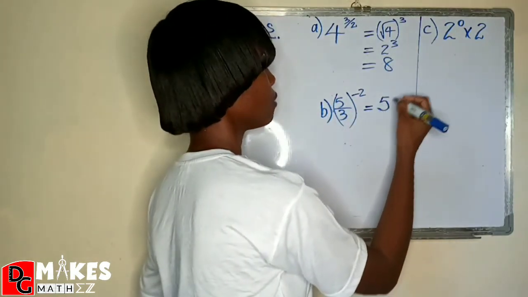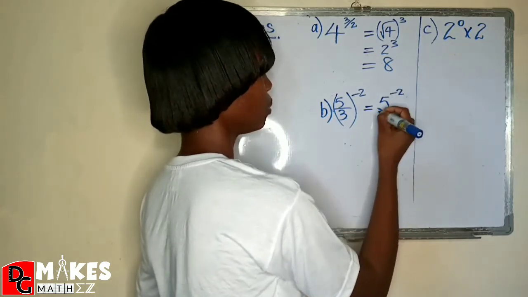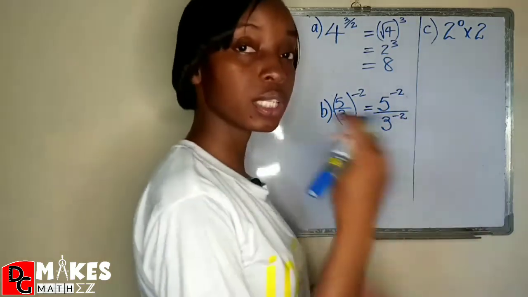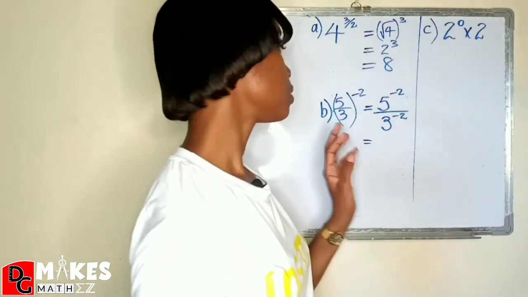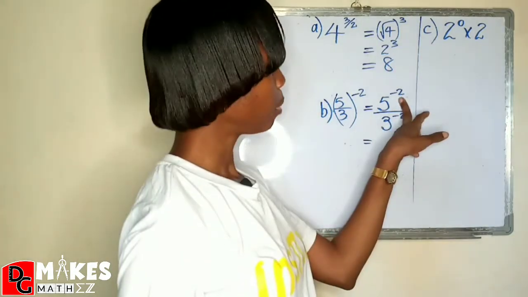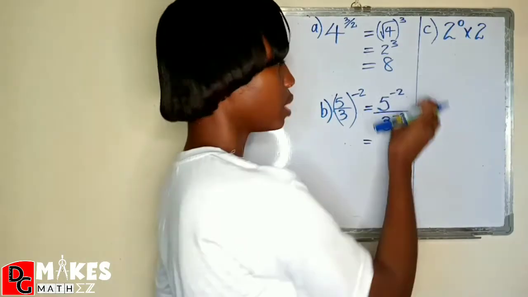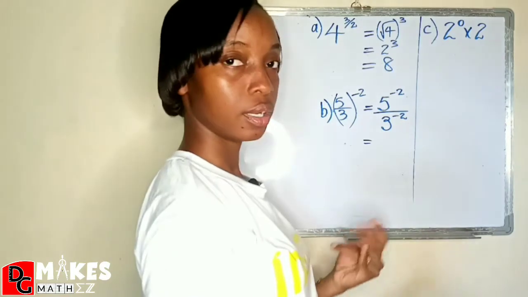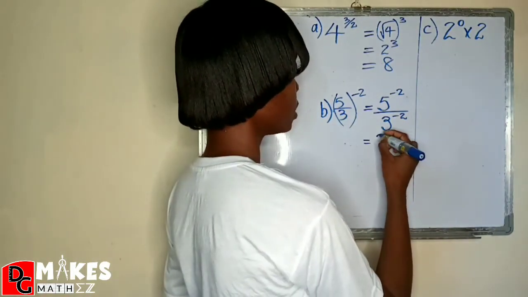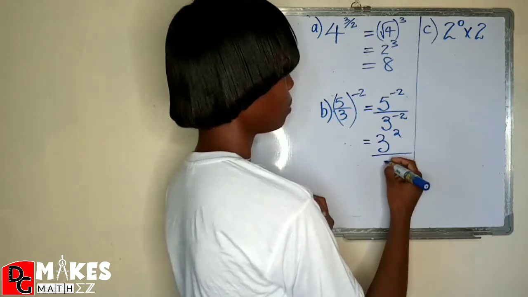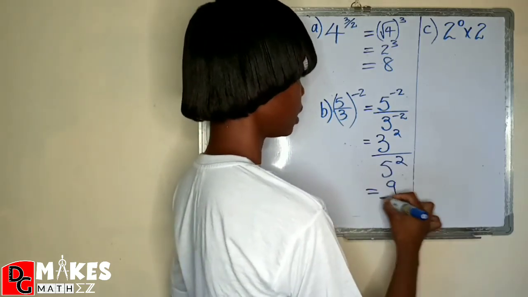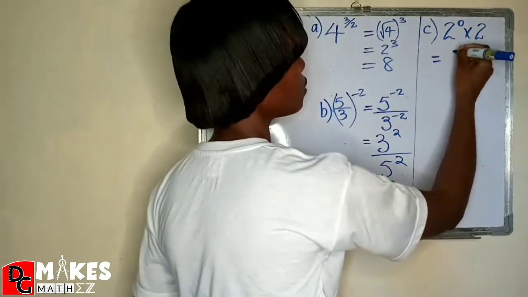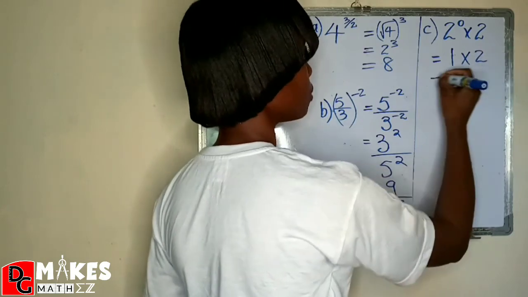All right, and for part B, raising 5 over 3 to the power of -2 is the same as raising 5 to the power of -2 divided by 3 to the power of -2. Now, our powers are negative. We want to work with them positive. And so to make the power positive, we can move the 3 to the -2 to our numerator, which changes the sign of our powers. So this is now 3 squared divided by 5 squared, and that's now 9 over 25.